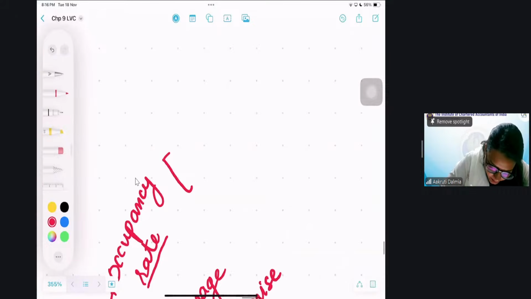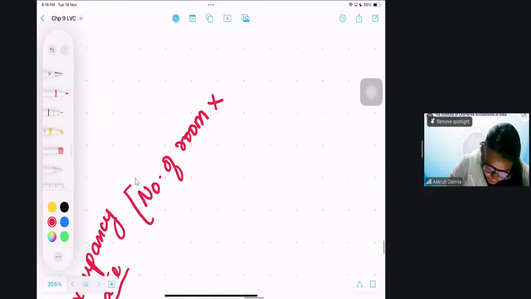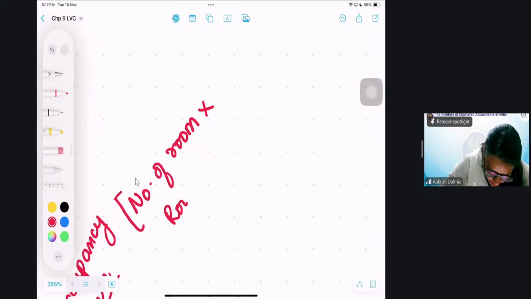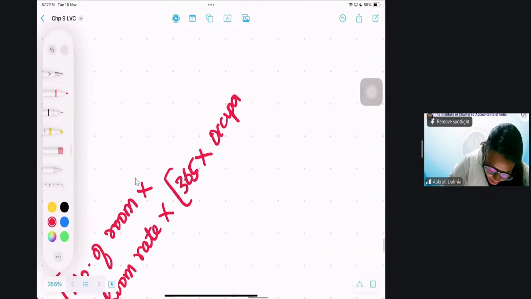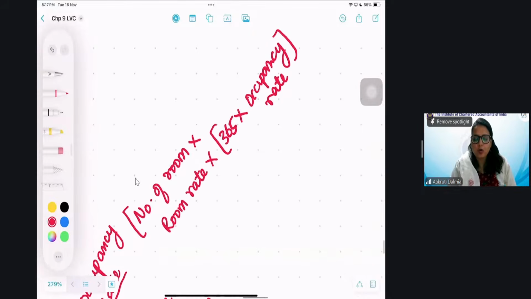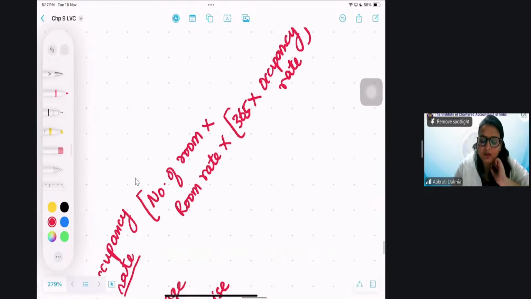Number of rooms multiplied by room rate multiplied by 365 into occupancy rate. So I can get an overview of how much approximate income should have been there. And if the income is very less or extremely high compared to this, then I can ask questions and go into detail. Is that clear? Then I can ask questions and go into detail.